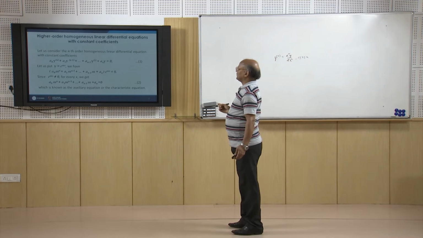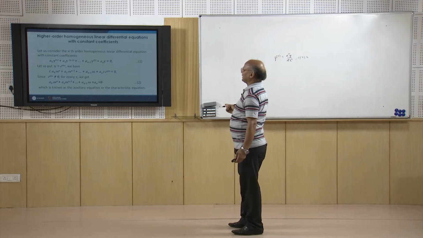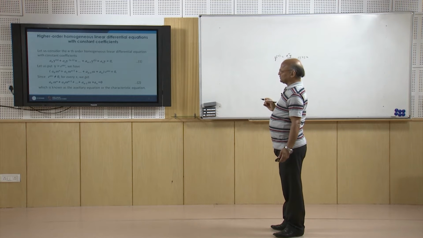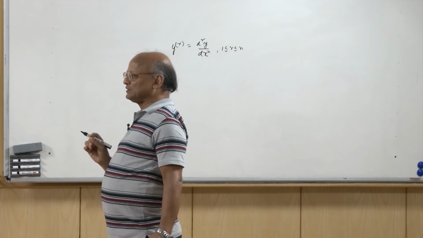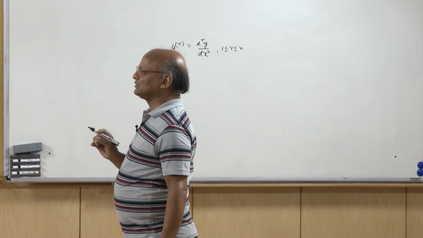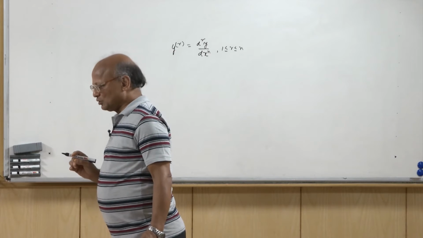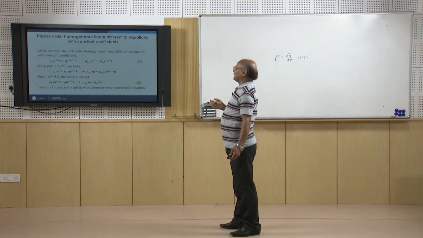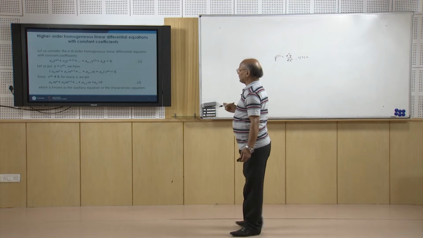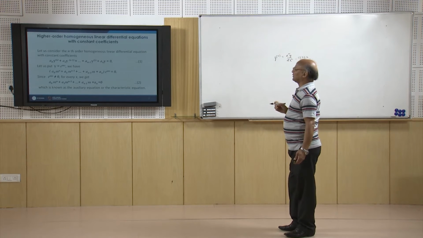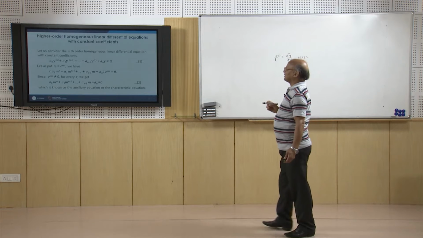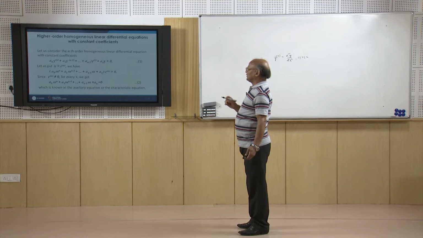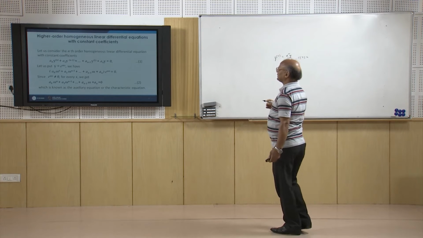Now, let us put y equal to e to the power mx. We have seen in the case of the first order linear differential equation with constant coefficients that an exponential function turned out to be a solution of that homogeneous equation. So we tried exponential solutions for the second order, and it indeed turned out that the second order linear differential equation has exponential functions as solutions. So, let us put y equal to e to the power mx in equation 1.